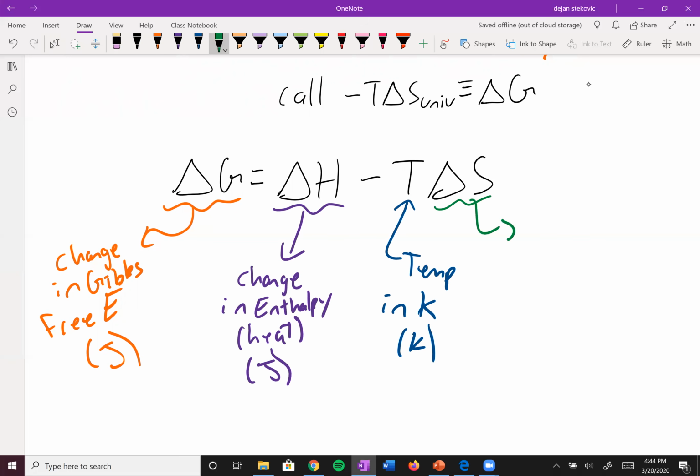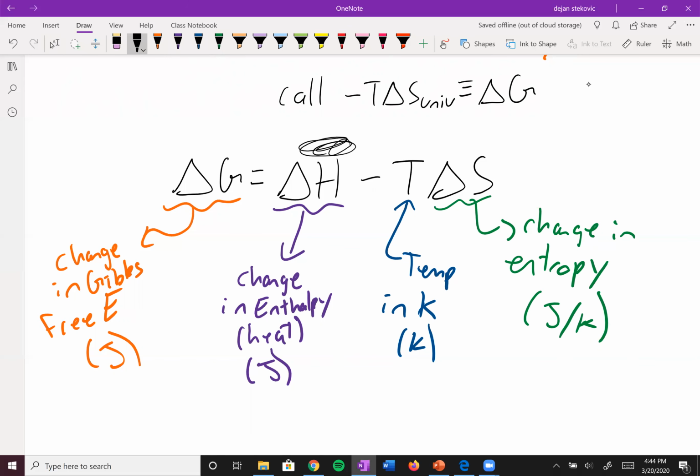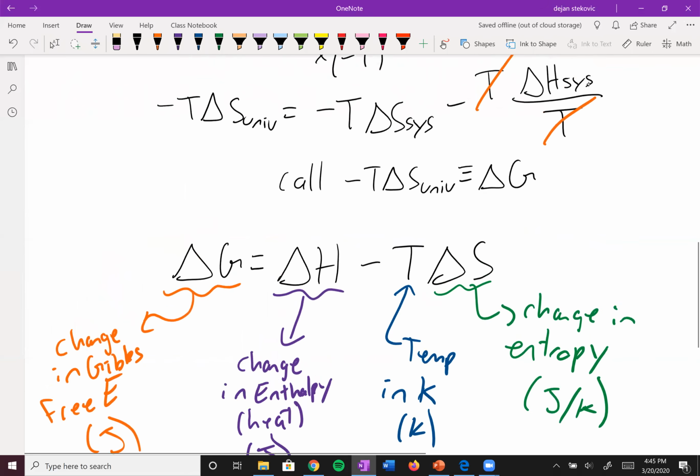And then delta S is the change in entropy, and this has units of joules per Kelvin. So you can see the units all work out. And so you can see whether something is spontaneous or not depends on the relationship between the enthalpy and the entropy of the system. Some things are going to favor it, some things are going to disfavor it. We'll go into a different video into why later.